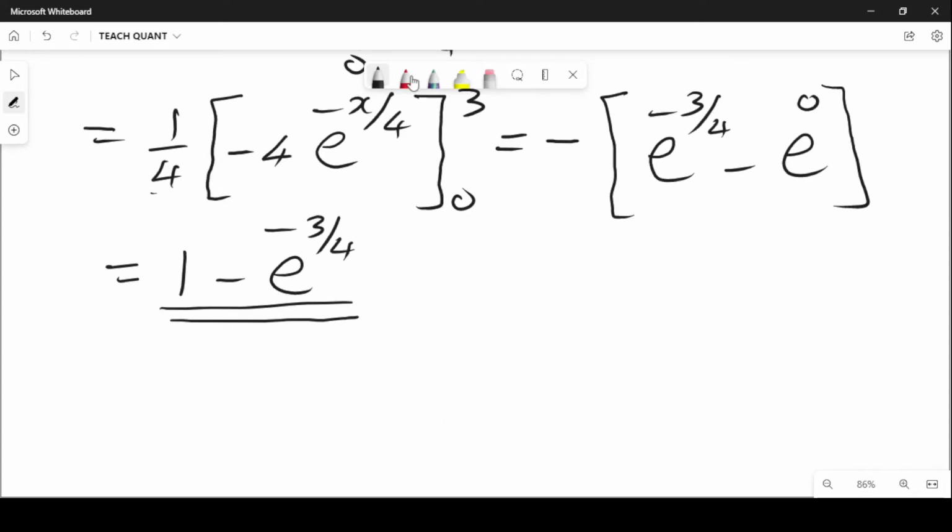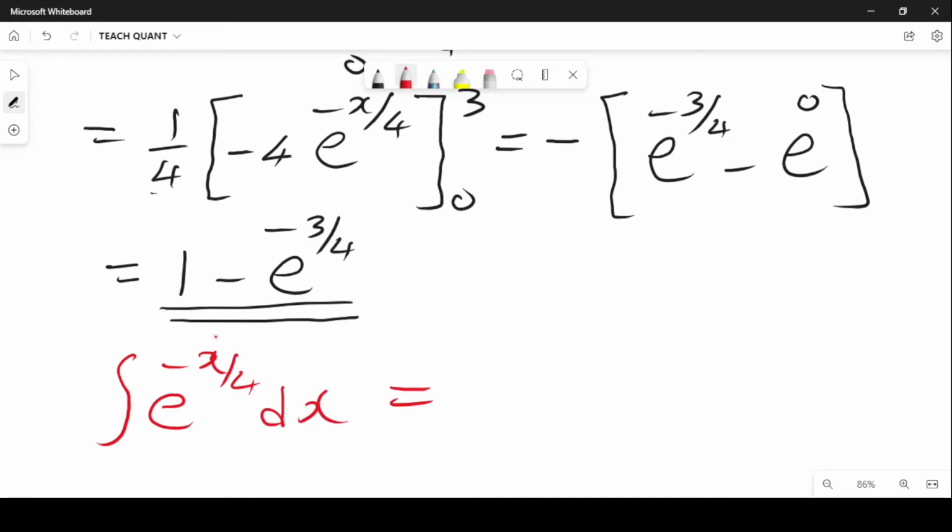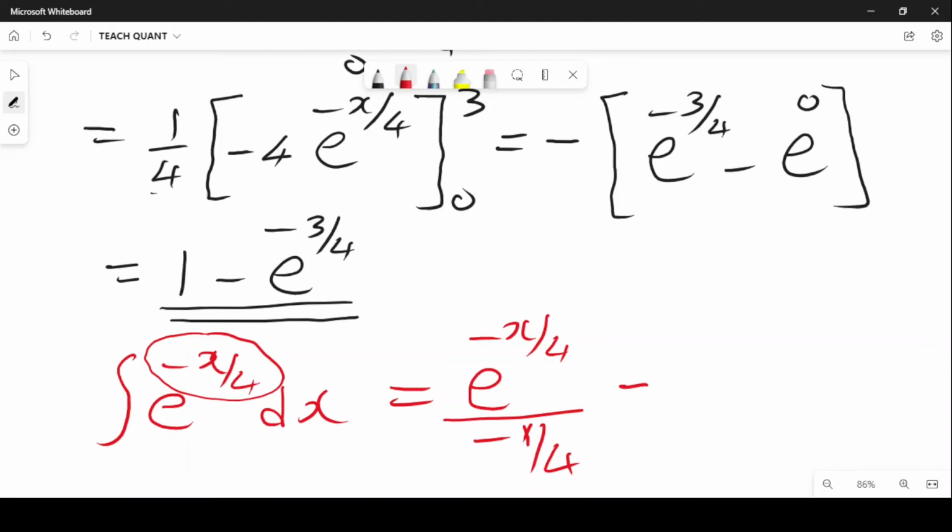Now, maybe I could go through the integral of e raised to the power negative x over 4 dx. When you are integrating, you take the power and differentiate it, and if you differentiate negative x over 4, you get negative 1 over 4, so it will be e raised to the power negative x over 4 all over negative 1 over 4. And this gives me negative 4 e raised to the power negative x over 4. So that's how I arrived at this portion here.